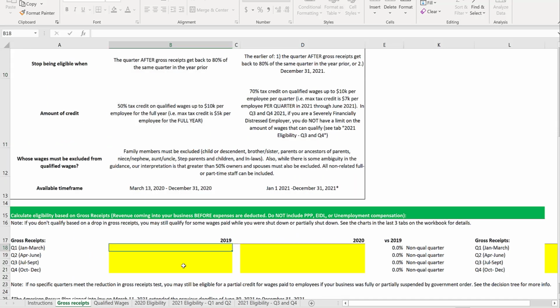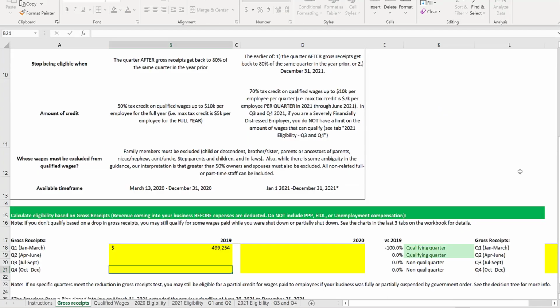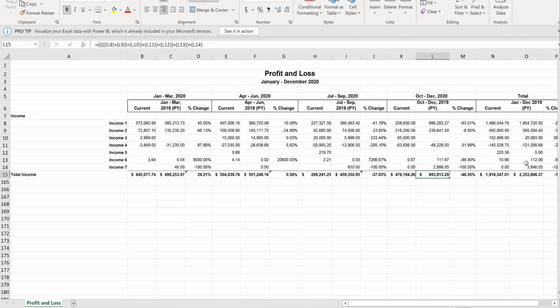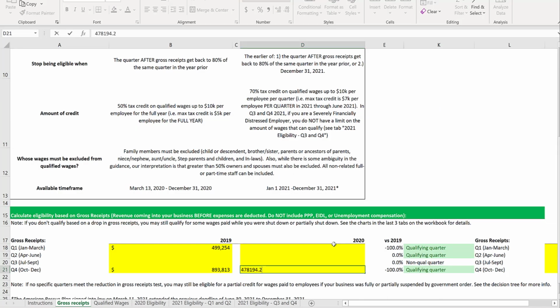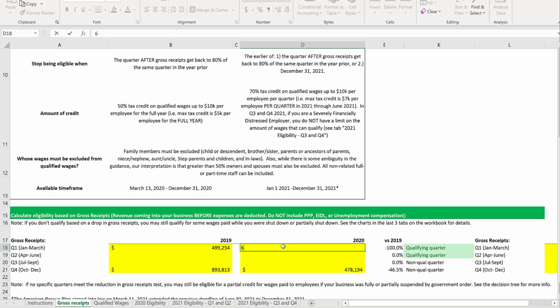But what I will do is I'll go ahead and put in the value for Q1 2019, $499,253.97. And then I am going to go ahead and also fill out Q4 because this information is also going to help us determine our qualification in Q1 of 2021. 893,813.29, 478,194. All right, 645,071.